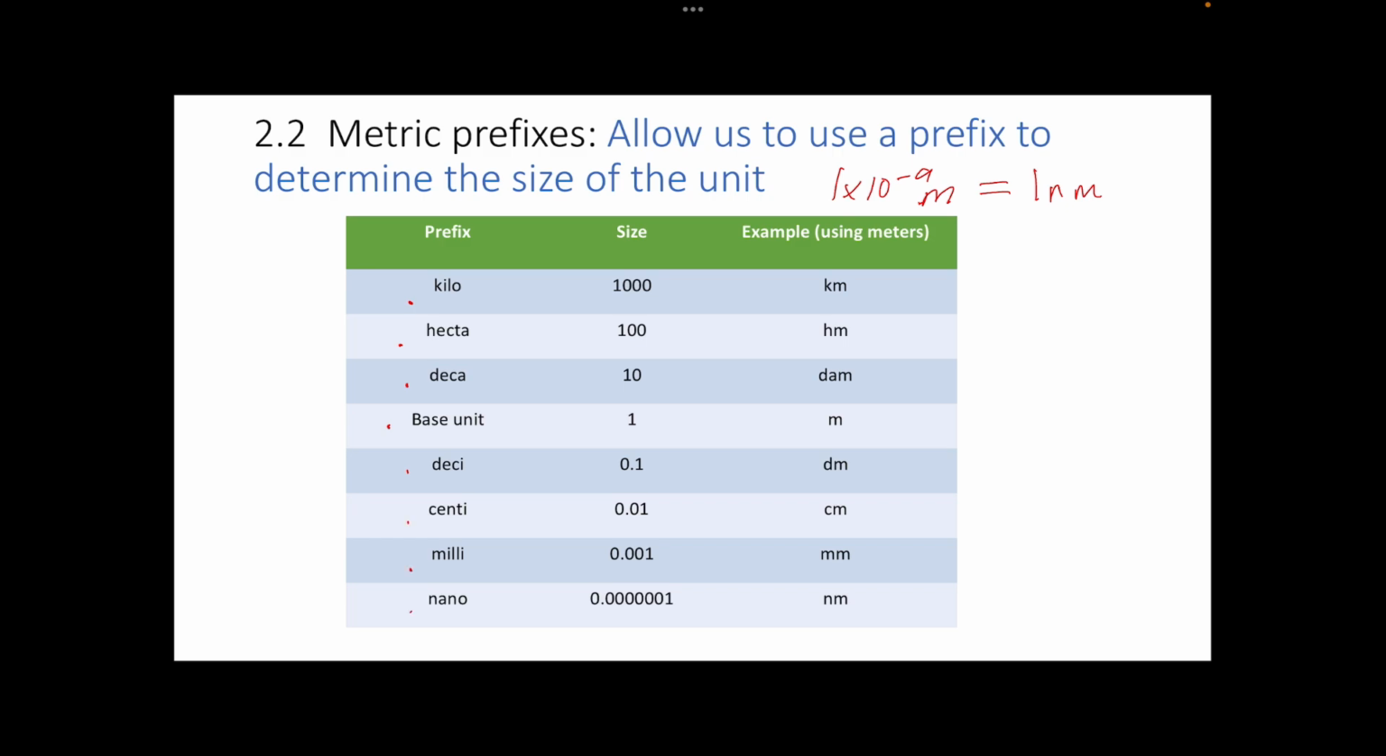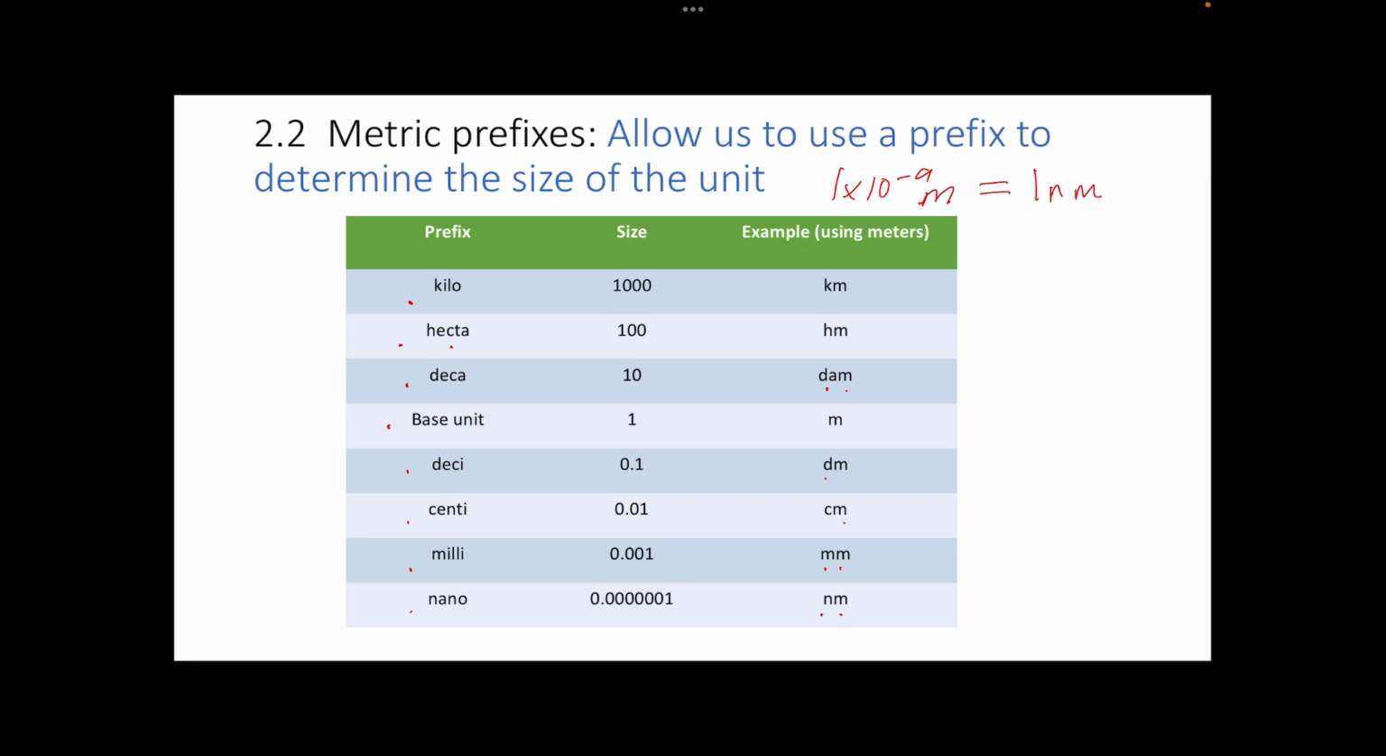All right. Now to use these, we just put it right in front of it. So a kilometer is km, right? A hectometer is hm. Decameter is actually dam. Base unit is meter here. Deci is dm. Centi is cm for centimeter. Milli is mm for millimeter, and nanometer is nm. Okay, so when we write them, we just write the prefix and then the initial for the unit.